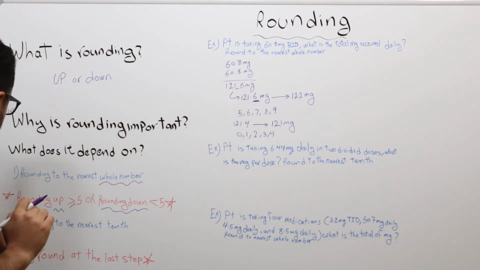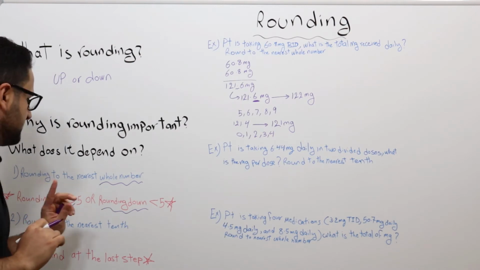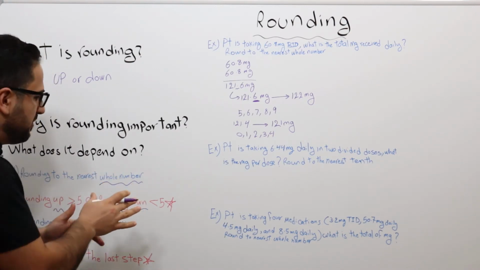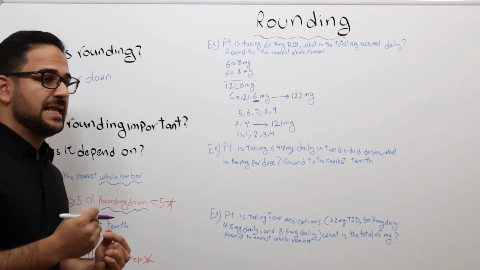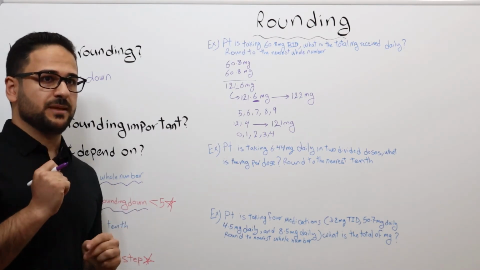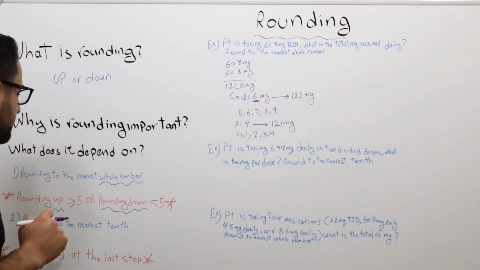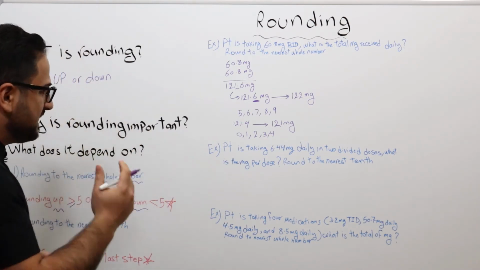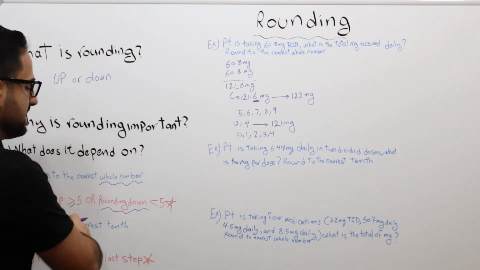So now let's look into rounding to the nearest tenth. What do I mean by rounding to the nearest tenth? Rounding to the nearest tenth means rounding to one decimal place. It could also be rounding to the nearest hundredth, which means two decimal places. Let me take an example to explain what that means.